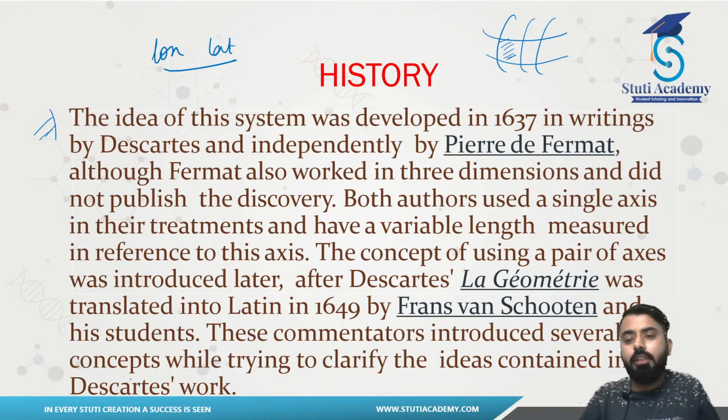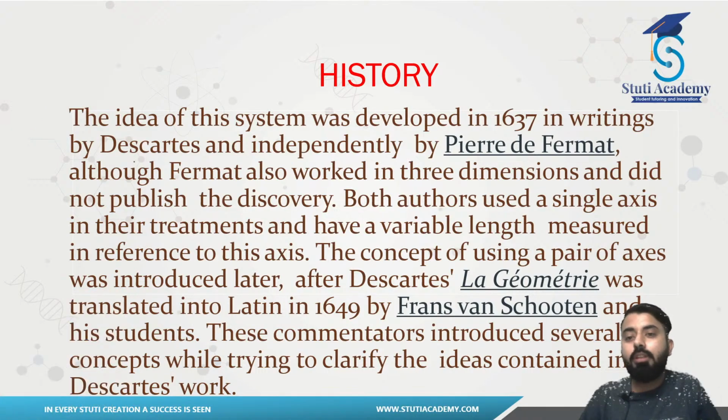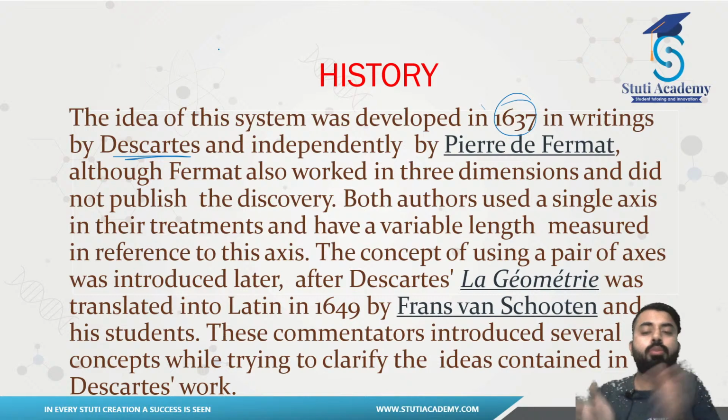So let's just go back to this and read it out. The system was developed in 1637 and written by Descartes and independently by Fermat. Fermat worked in three dimensions, but he did not publish his discovery. Both authors use single axes in their treatments and have variable lengths, measured along the axes. They were not just going on with two or more dimensions. Initially, they thought of just one dimension.